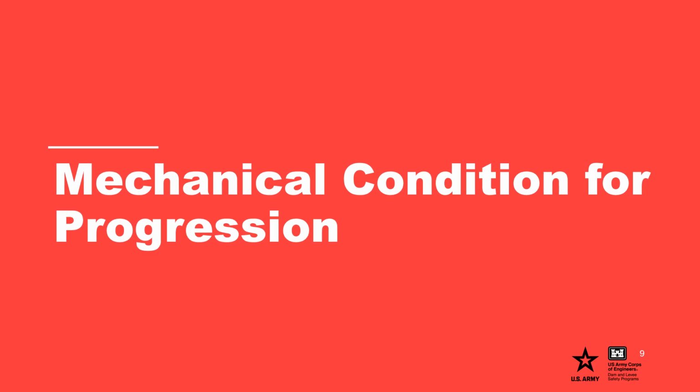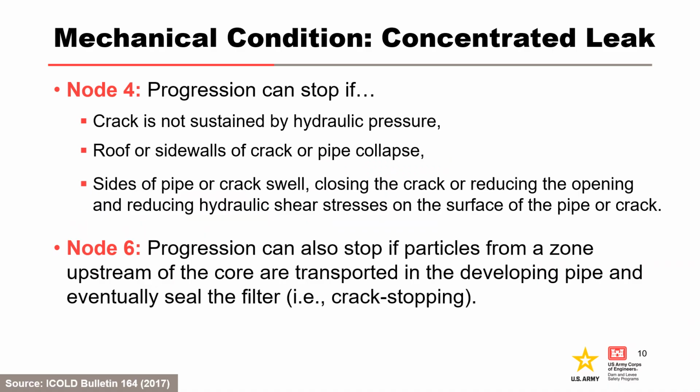The mechanical condition for progression. Progression can stop if a crack is not sustained by hydraulic pressure, if the roof or sidewalls of a crack or pipe collapse, or if the sides of a pipe or crack swell, either closing the crack or reducing the opening size, which reduces the hydraulic shear stresses on the surface of the pipe or crack.